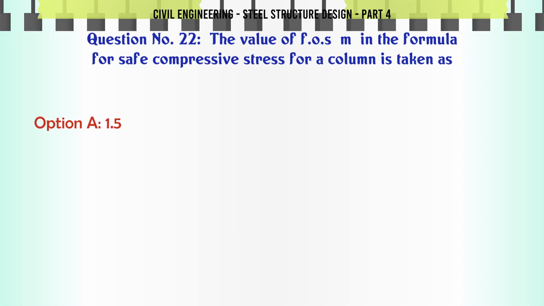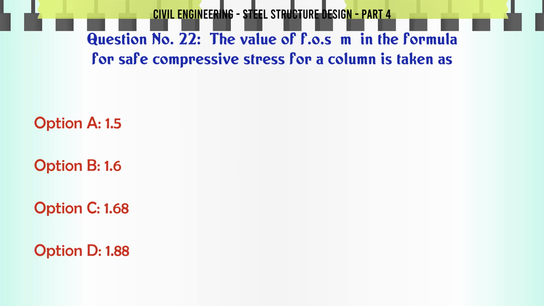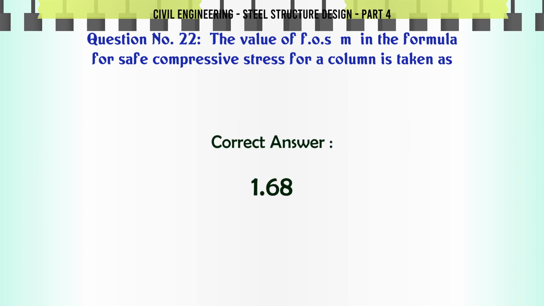The value of f.o.s. m in the formula for safe compressive stress for a column is taken as A. 1.5, B. 1.6, C. 1.68, D. 1.88. The correct answer is 1.68.